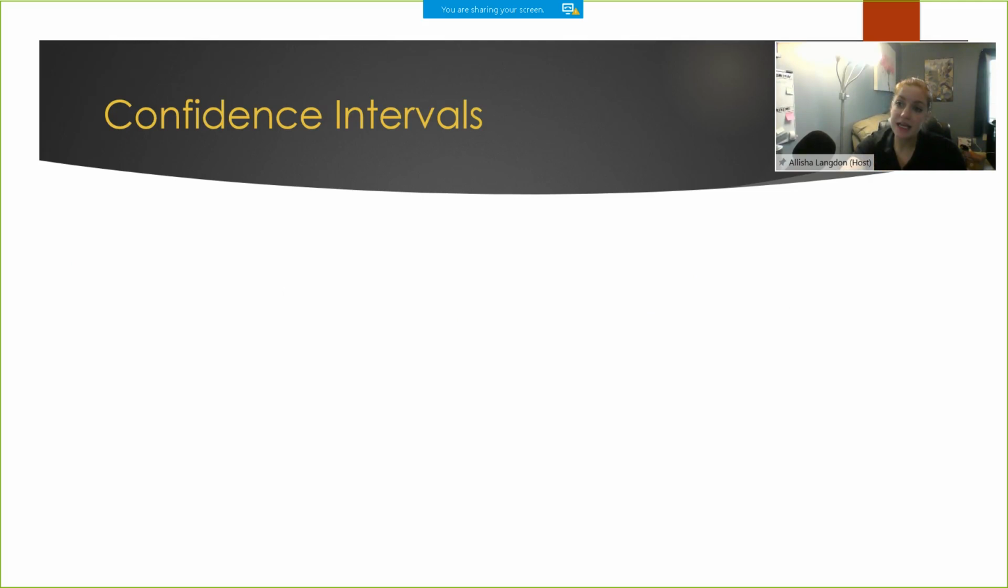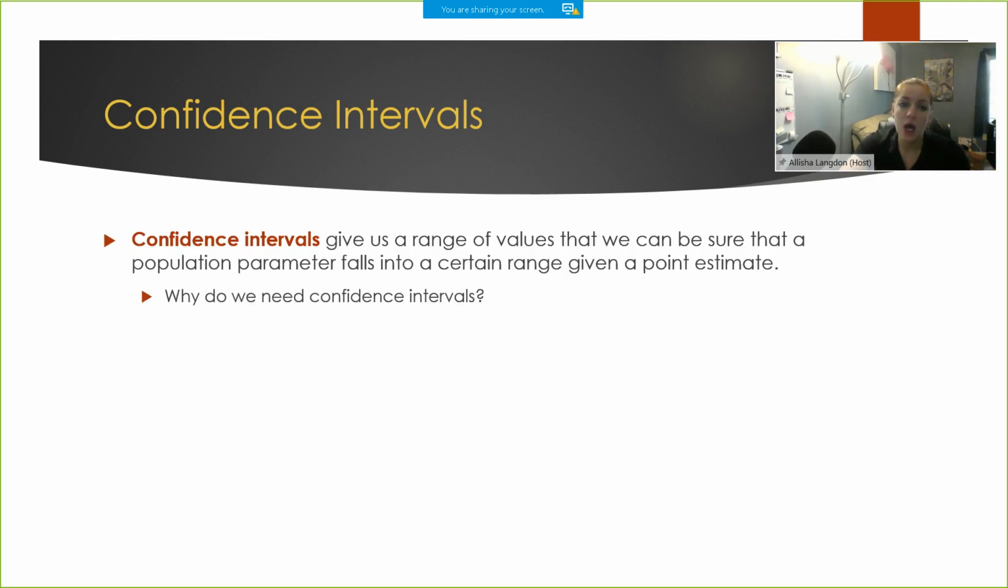Okay, so now that gets us into the meat and potatoes of today, which is about confidence intervals. A confidence interval gives us a range of values that we can be sure that a population parameter falls into. So what does that mean?